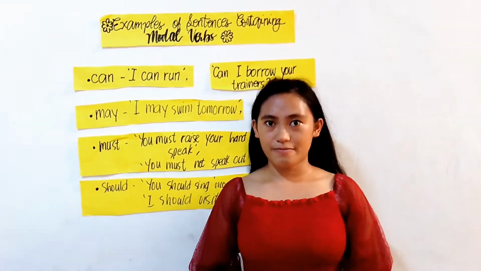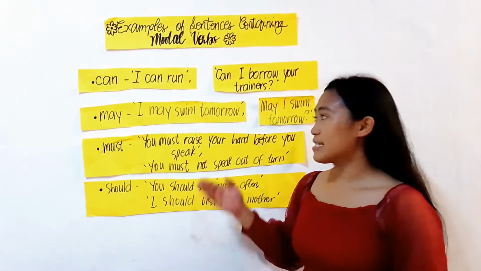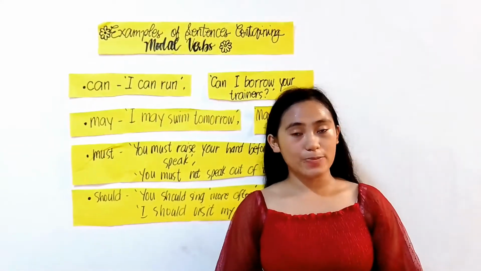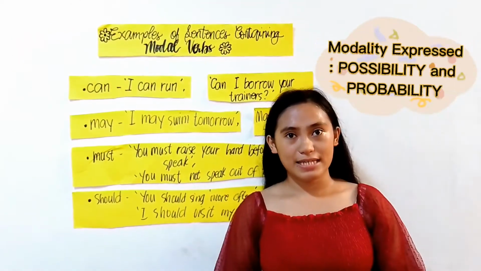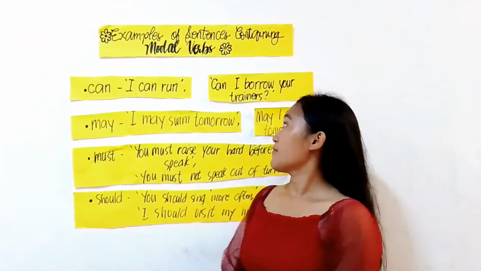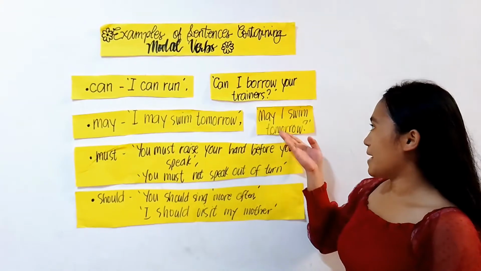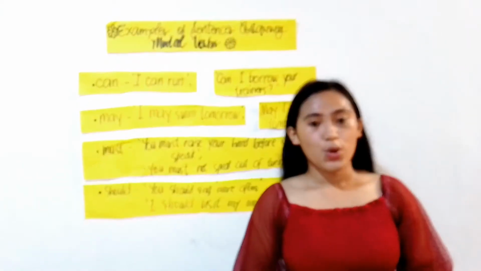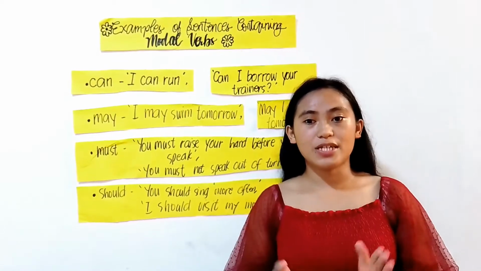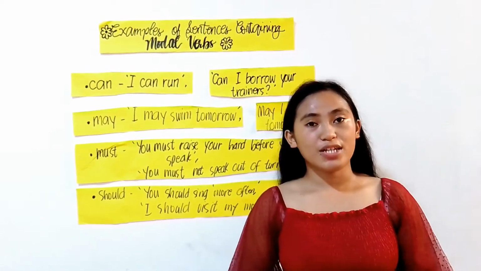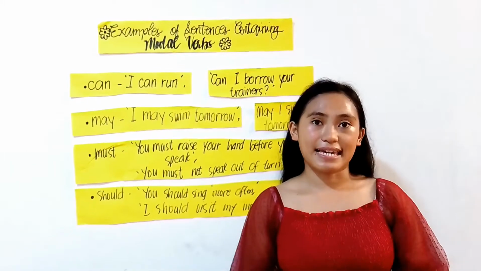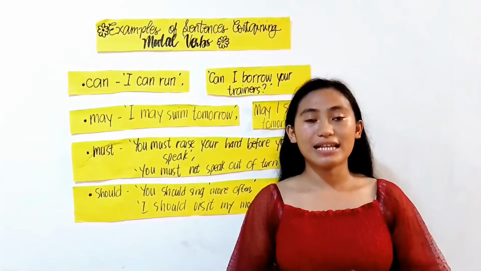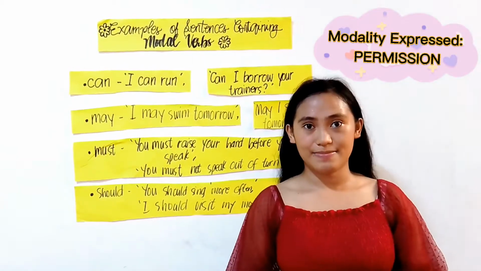From the modal verb may, we have I may swim tomorrow. May is being used here to express both possibility and probability. From the second example, may I swim tomorrow? In this sentence, we have simply moved the positioning of the words to create a new sentence. In this case, the individual is seeking permission, so the modality is permission again.